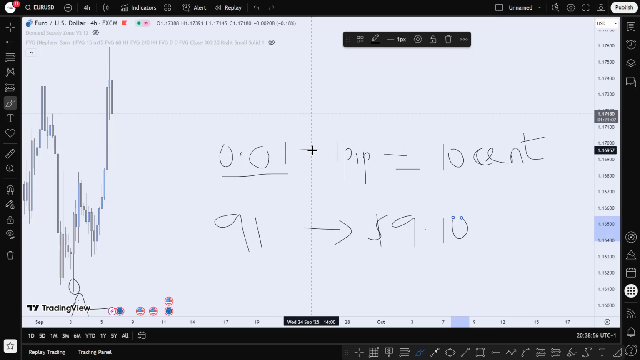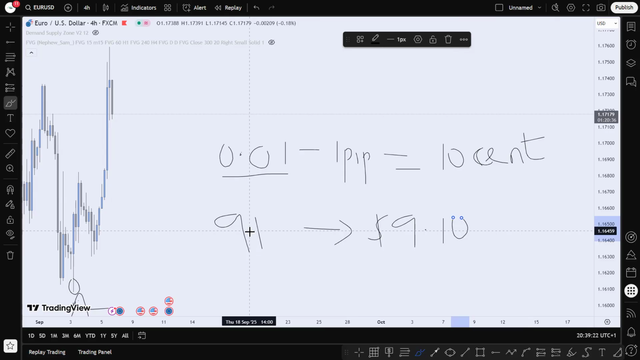So if 1 pip is 10 cents, 10 pips is $1, right? 20 pips $2, 30 pips $3, 40 pips $4, 50 pips $5, 60 pips $6, 70 pips $7, 80 pips $8, 90 pips $9, right? So now we had 91, which means $9.10, because 1 pip is 10 cents.